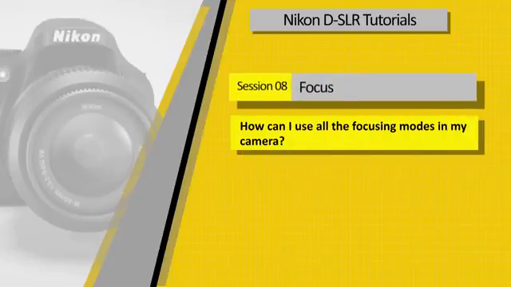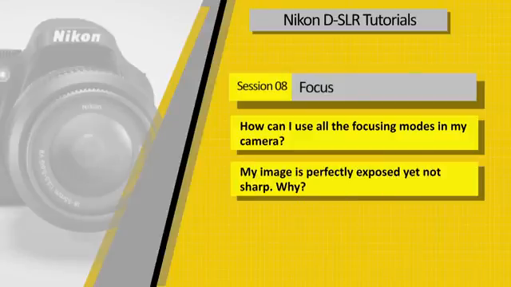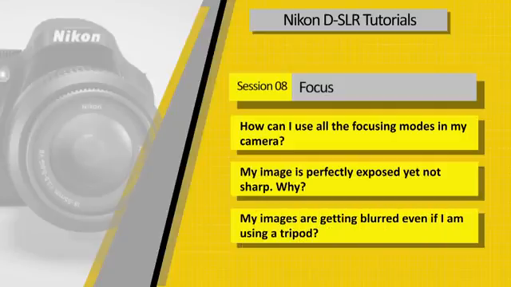How can I use all the focusing modes in my camera? My image is perfectly exposed, yet not sharp. Why? My images are getting blurred even if I'm using a tripod.